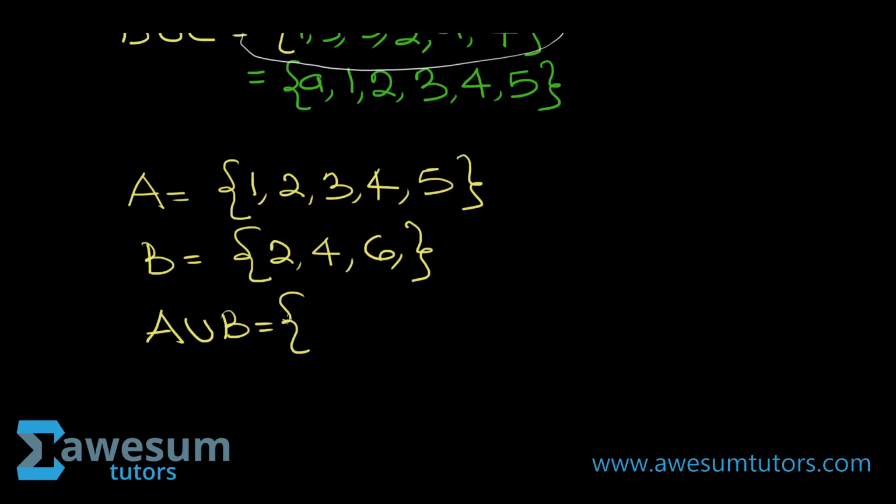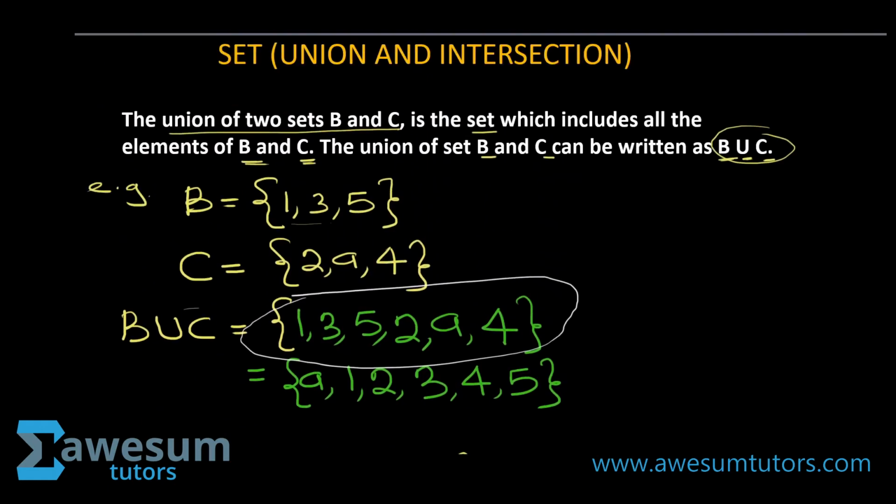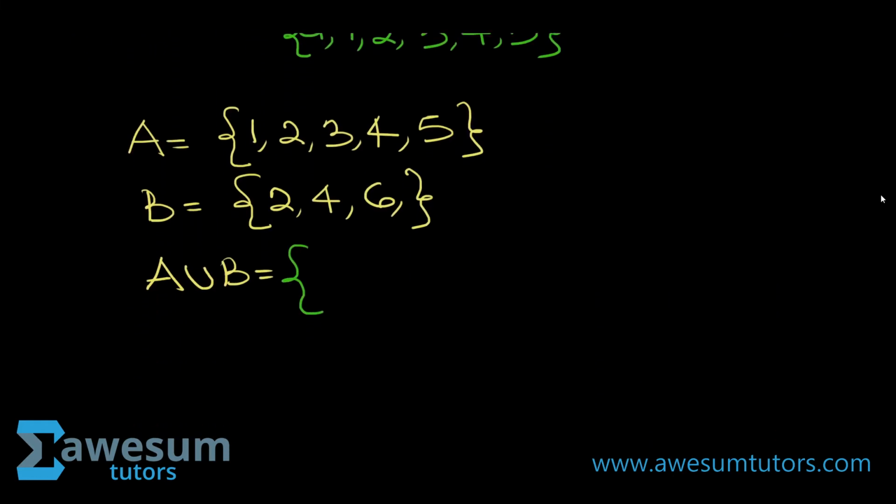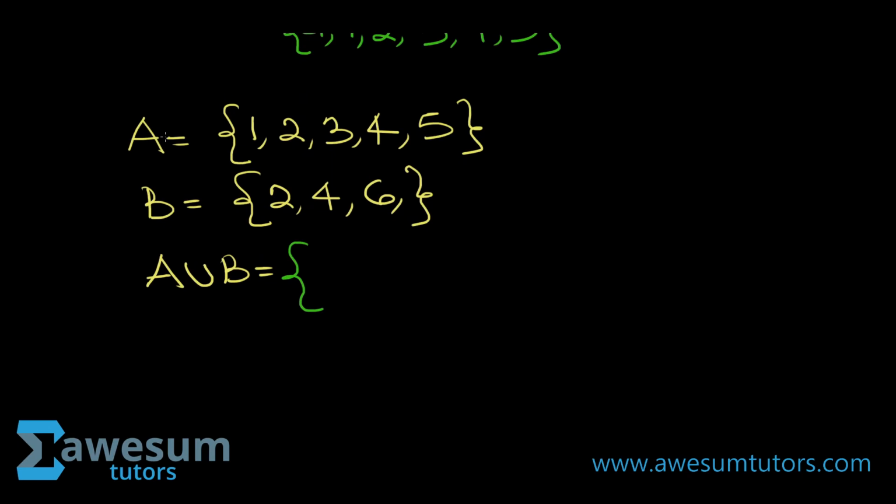So for you to get A union B, the first thing we are going to do is to write the elements of A. Remember that we already said that A union B is when you combine the elements of both. It is the set which includes all the elements of both sets. So we are going to combine the elements of set A and set B. Take note, that is union.